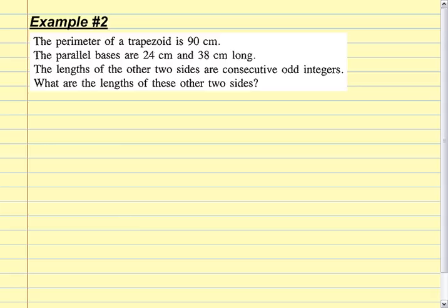Okay, we've read the problem. What's the second step? To write down the equation. Well, not yet. I want to know what the other two sides are, right? That's what they're asking me. So I know that one is going to be x. What do you think the other one's going to be? X plus 2, because they're consecutive odd integers. Not x plus 1, that means they'd be consecutive integers, 3, then 4. But it's consecutive odd. So I've got x plus 2.